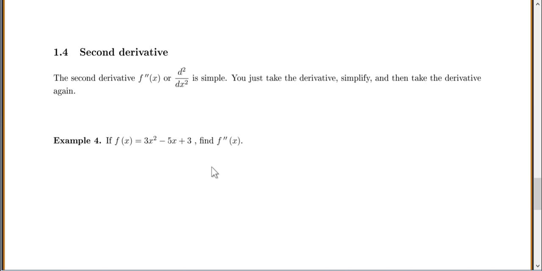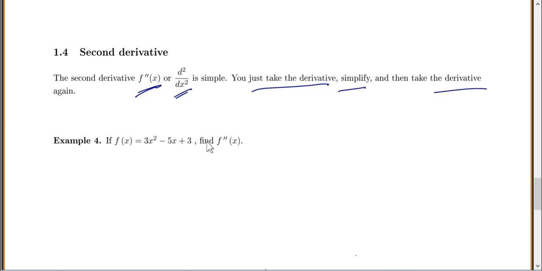And finally, second derivatives. Our second derivative we can write as f double prime of x, or we write our derivatives like d over dx, but we put a 2 on the d and the x. And really, to take a second derivative, it's very, very simple. Okay, you take the derivative, simplify, and then take the derivative again. That's what a second derivative means.